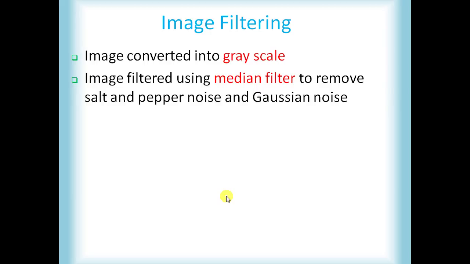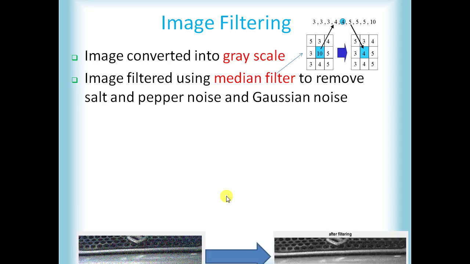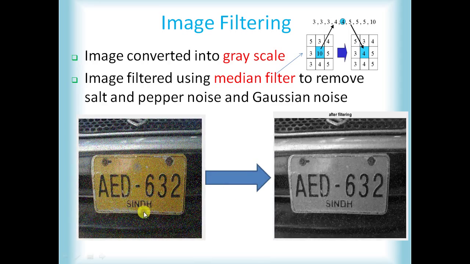So we have an input image which is plagued with noise. We convert that input image into grayscale, and then we filter the image for Gaussian noise and salt and pepper noise using a median filter with a 3x3 window. So we have this input image here which is plagued with noise, and then after applying a median filter we get this particular image. As you can see, the noise has been considerably reduced, but there is still some noise here and there which will be taken care of in the later stages.